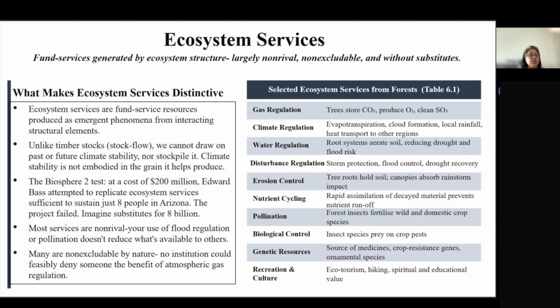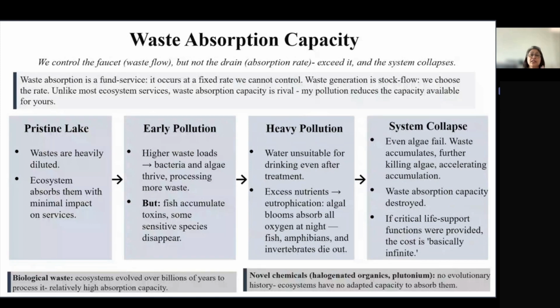Okay, now, as I mentioned, waste absorption capacity is a third category of biotic resources, and it deserves special attention because it illustrates with unusual clarity what happens when a fund service is exceeded.